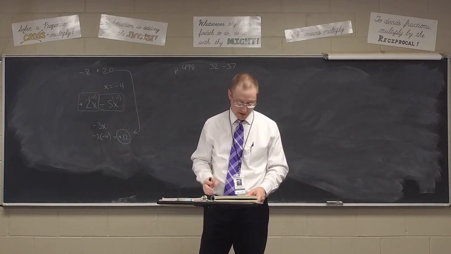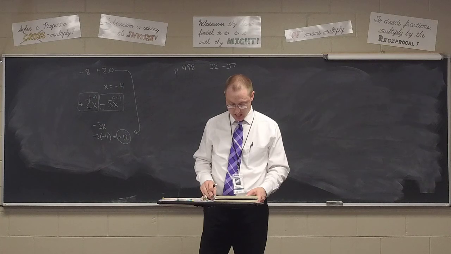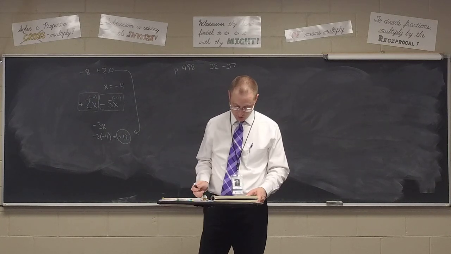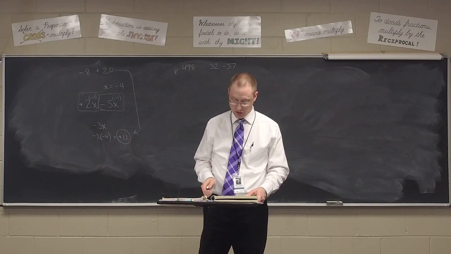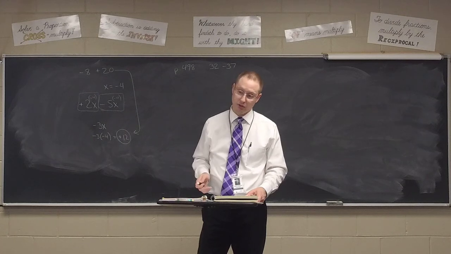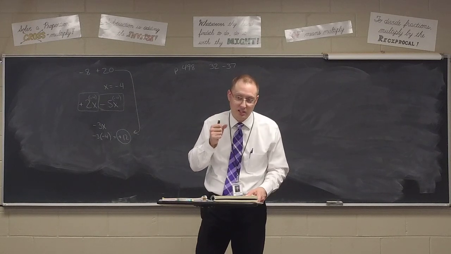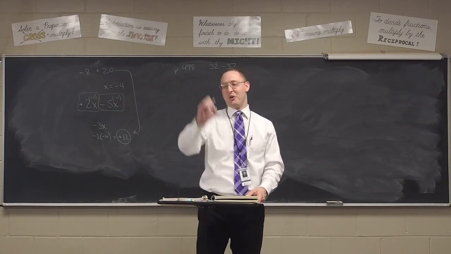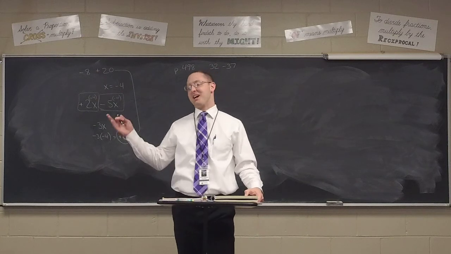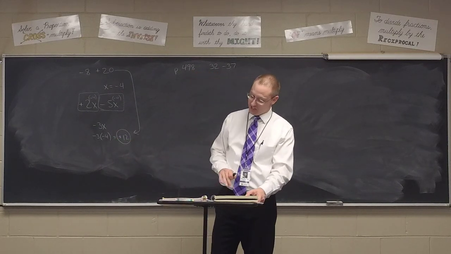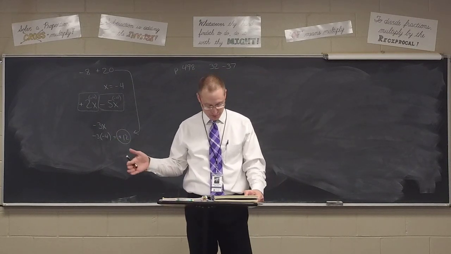Number 35, Lana. Negative 2. Negative 2. Number 36, Joshua. I got 0 over 12. 0 over 12, which equals? 12. 0 divided by 12 equals 0. And they're all holding up 0. 0 divided by anything is 0. You can't divide by a 0, but 0 divided by anything equals 0.